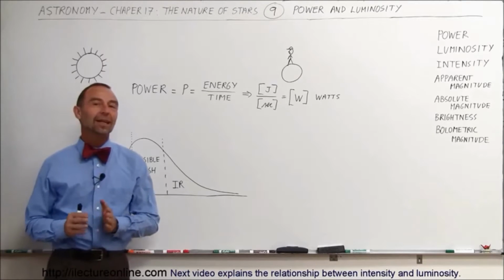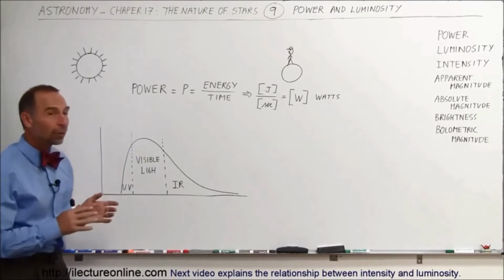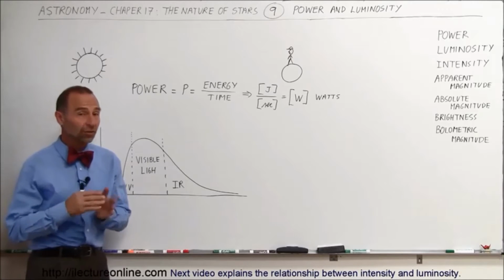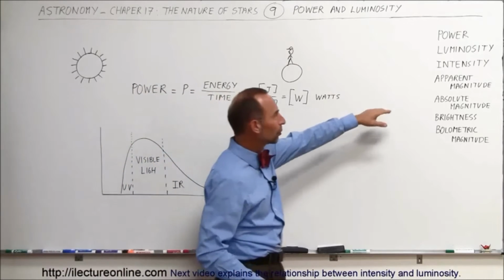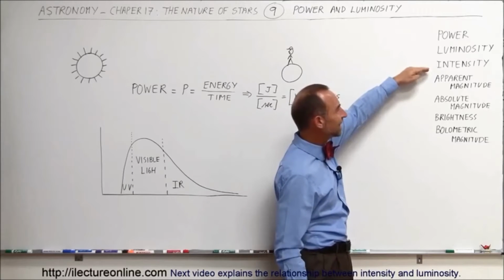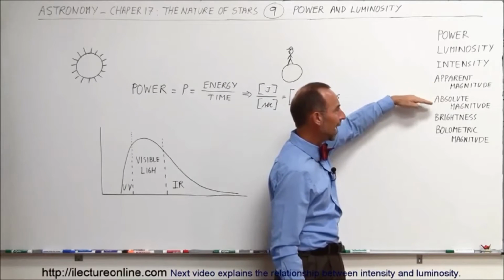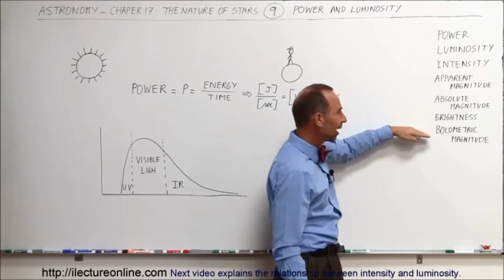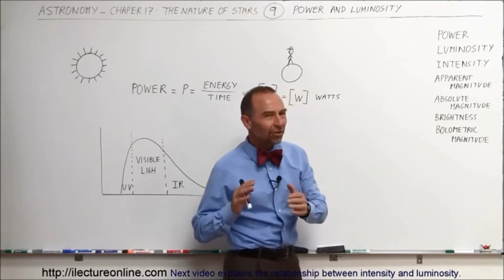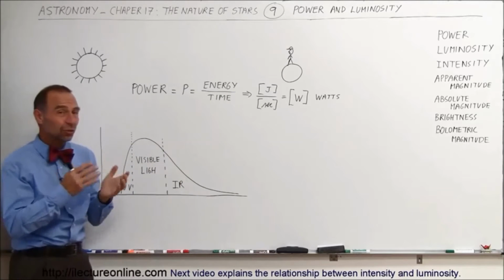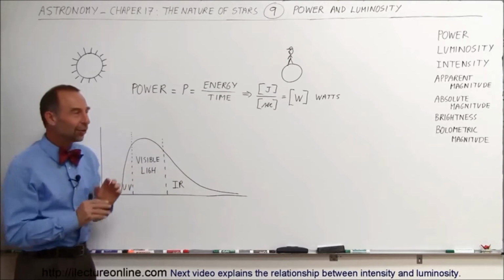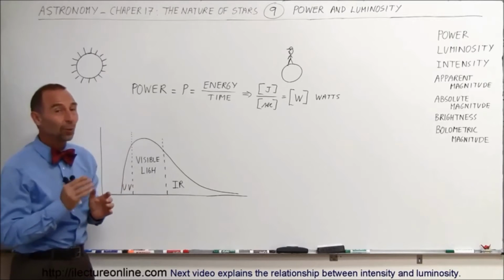Welcome to our lecture online, and now let's talk about things such as power and luminosity when it comes to stars. And not only that, in this video and the future videos coming up, we're going to talk about power, luminosity, intensity, apparent magnitude, absolute magnitude, brightness, and bolometric magnitude. Because those things often get mixed up and confused, and I've seen on the internet that these terms are not always correctly defined. So here we're going to try and clarify what these things mean.